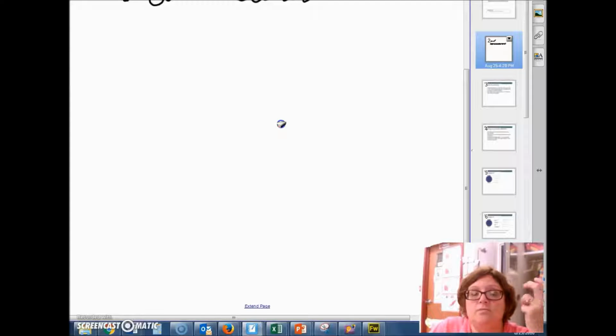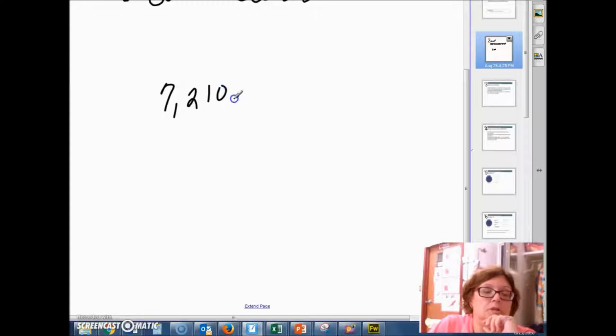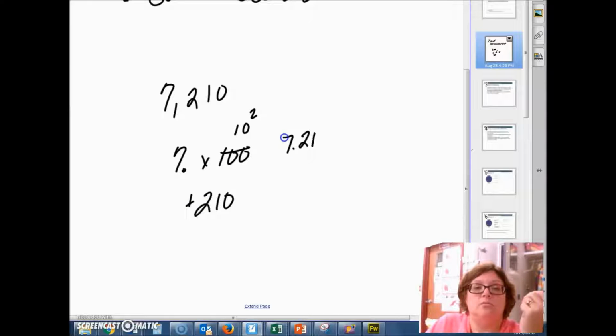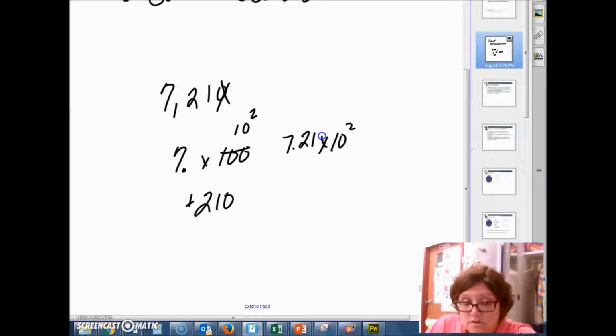So all we're doing is removing that huge number. If I have the number 7,021,210, okay? What that is, we've got 7 times 100, and then we have 210. 7 times 100, this 100 is 10 to the second, and it would be 7.210. 7.21. And we can drop this because we just learned about significant figures. There's no decimal present, so we drop that. So it'd be 7.21 times 10 to the second.